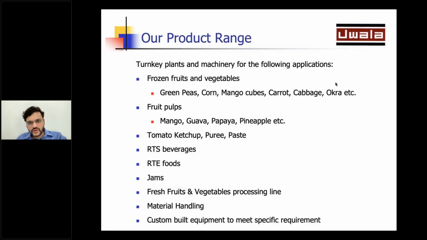So what do we do? We do plants and machines for these kinds of applications, frozen fruits and vegetables. So we do lines for green peas processing, corn processing, mango cubes processing, etc. Fruit pulp lines for mango, guava, papaya, etc. Complete lines for tomato ketchup, puree, paste. Beverage lines, ready to eat foods like the ones which you get in MTR, jam processing line, fresh fruits line, dehydrated vegetables lines, etc.